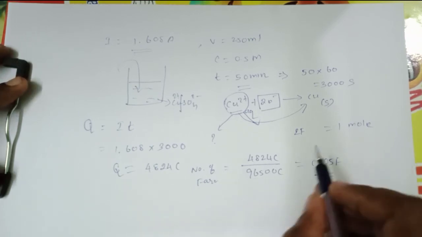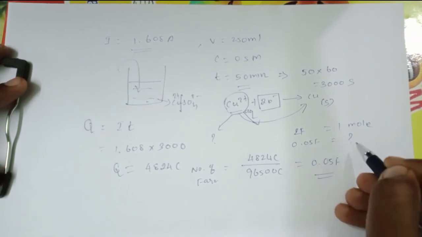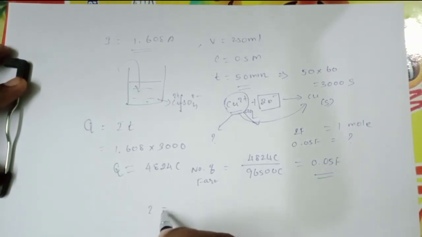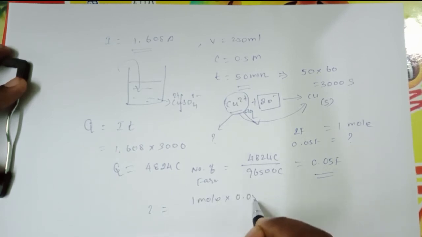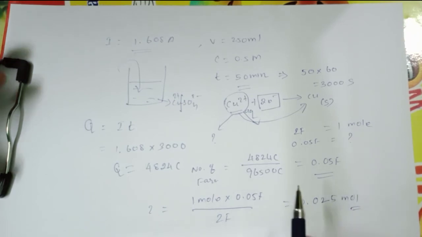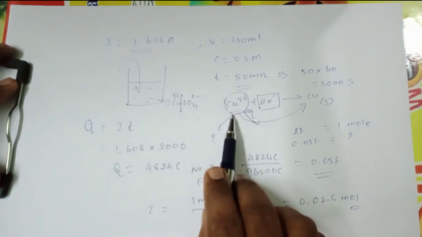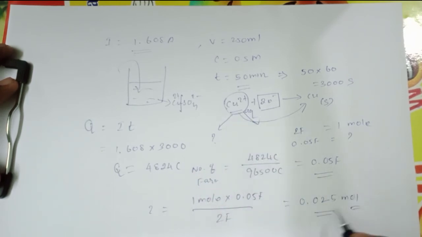So that is the question. For 2 Faraday is equal to 1 mole, means for 0.05 Faraday how much amount will deposit? Just cross multiply. The amount of deposit will be equal to 1 mole into 0.05 Faraday divided by 2 Faraday. If you simplify this, you will get 0.025 mole. So after passing 1.608 ampere of current for 50 minutes, the amount of copper 2 plus changed to copper is 0.025 moles. So 0.025 moles of copper 2 plus is liberated or deposited.